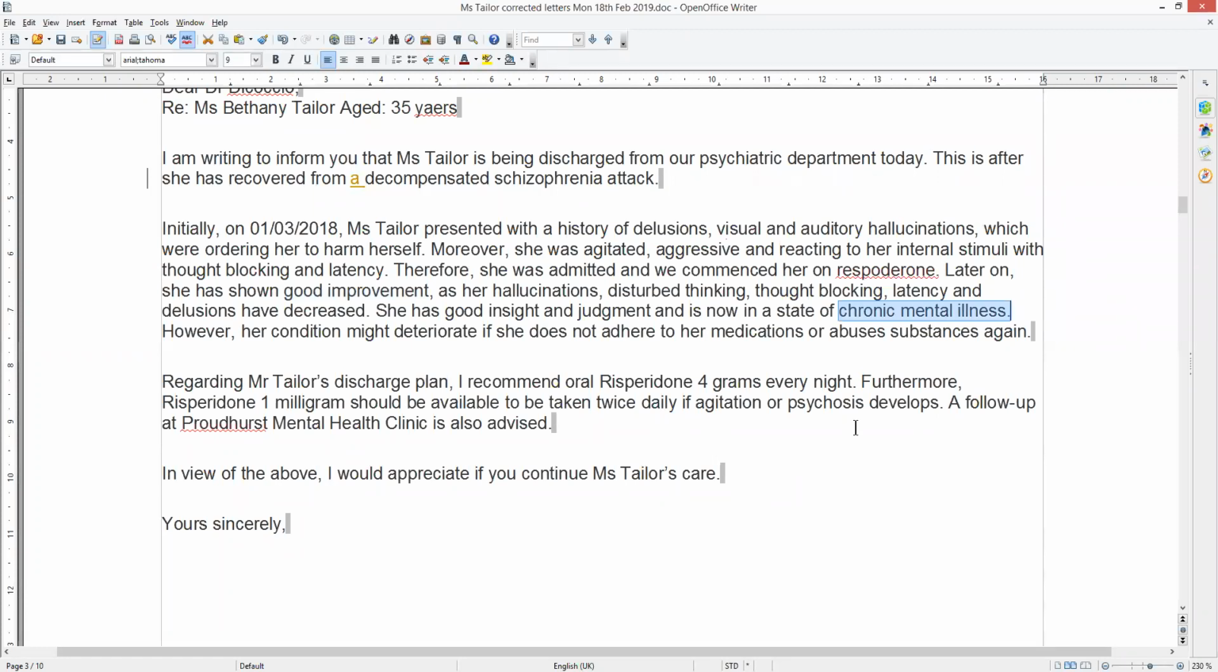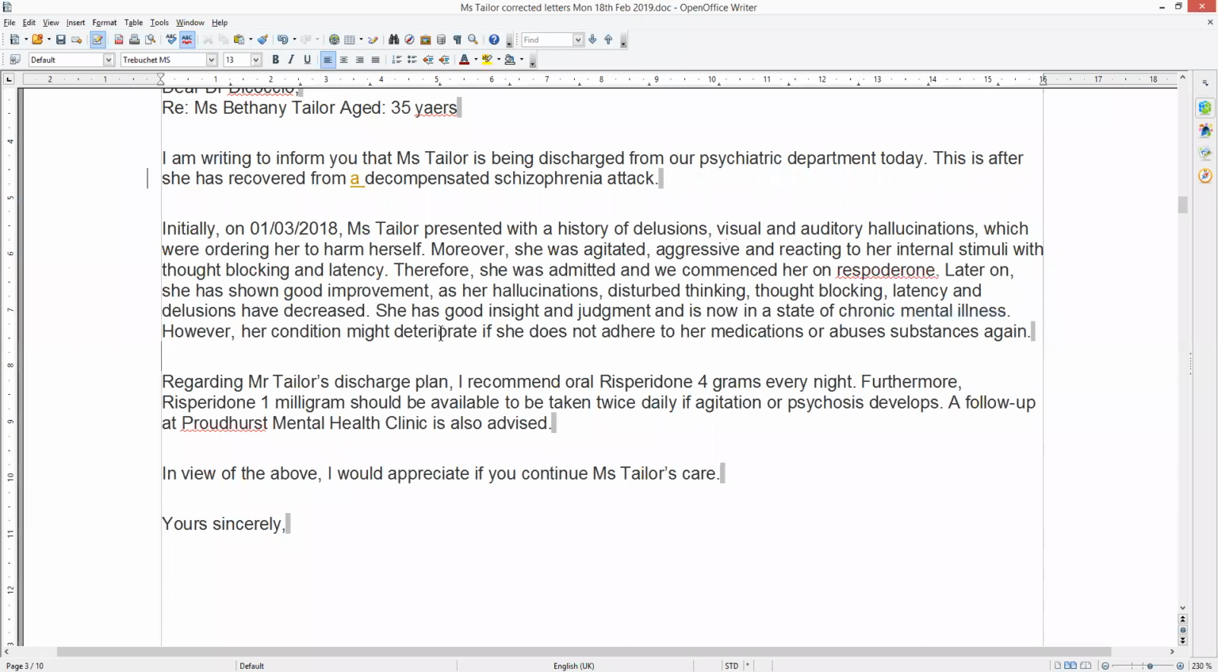Yeah. She's improved, her judgment's good, her insight's good. Chronic means for a long period of time. Okay, well, so we know this though. You know, it's now in a state of chronic. She wouldn't be admitted. So this is a bit confusing to the reader. A little bit confusing as to what that means exactly. So I would try and reword that.